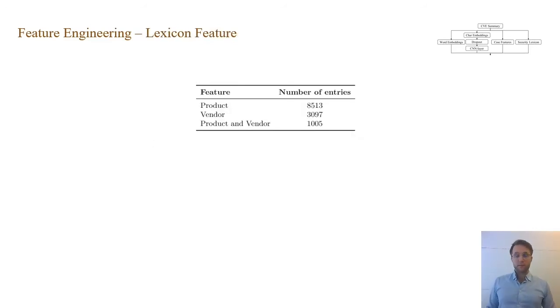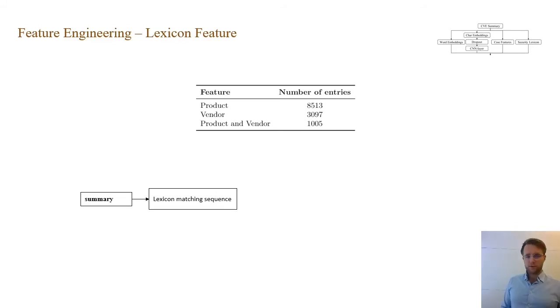For the lexicon features, we extracted a number of product vendors and products, and the same word can be in both, to build a lexicon. We tried to include the most common ones, so the range varied from the 80% most common entries to 90%, but we ended up going with 80.